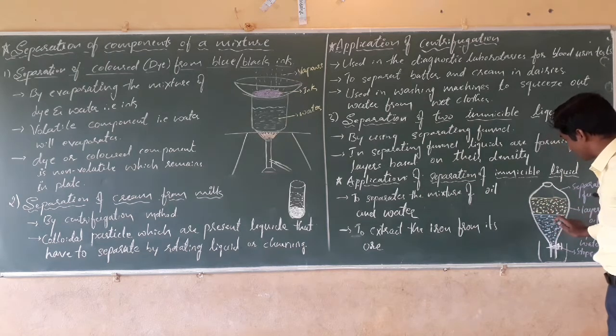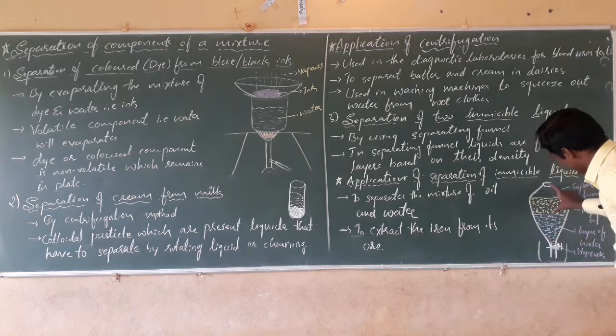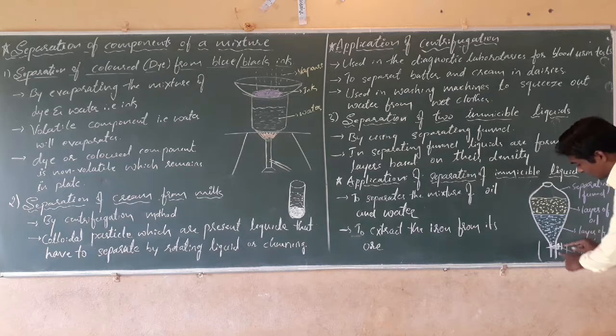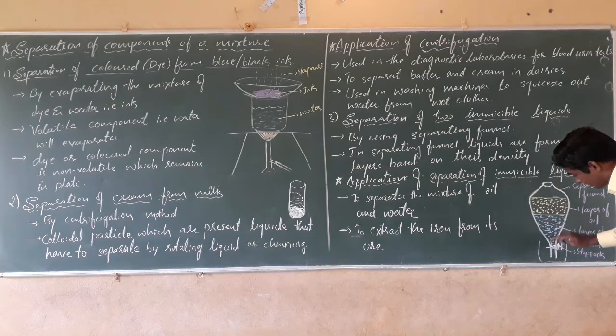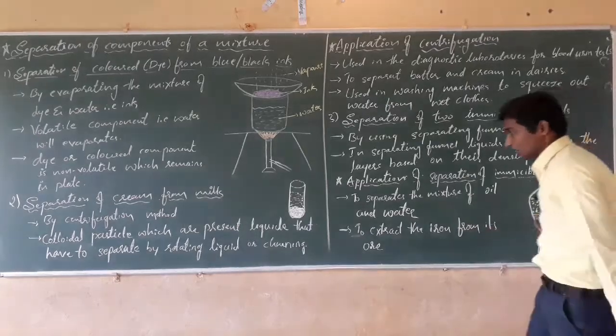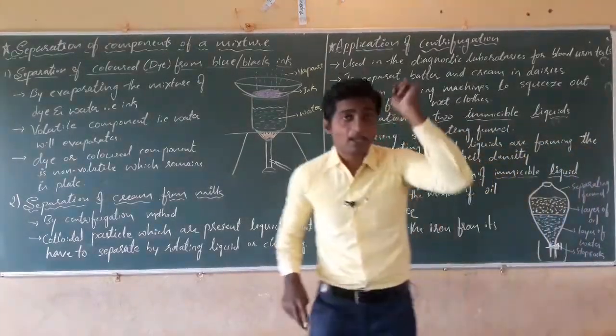In such cases, we have to take these two immiscible liquids in a separating funnel. The oil layer forms the upper layer and water forms the bottom layer. We have a stopcock here. When we open it, the bottom layer that contains the water will be moved out. When the oil layer comes in contact with the stopcock, we have to close it. By this method, we can separate the two immiscible liquids.